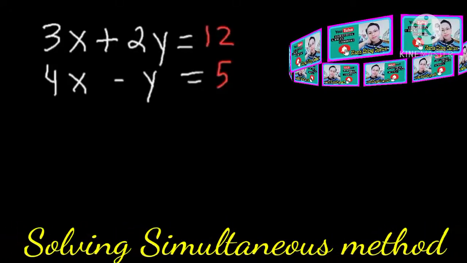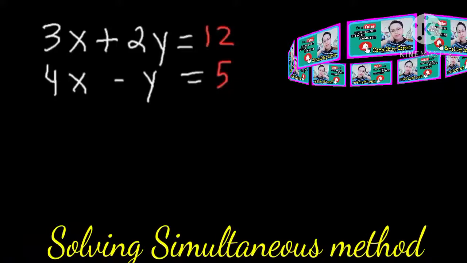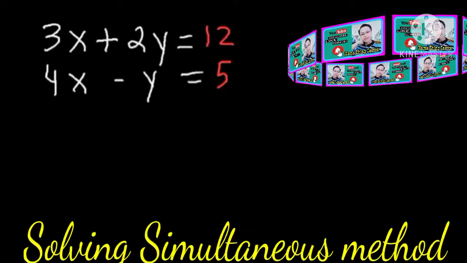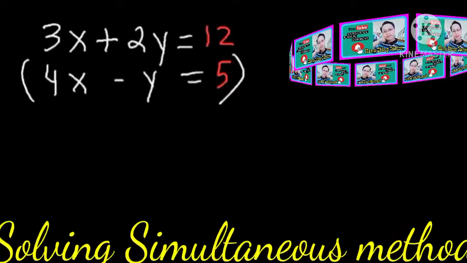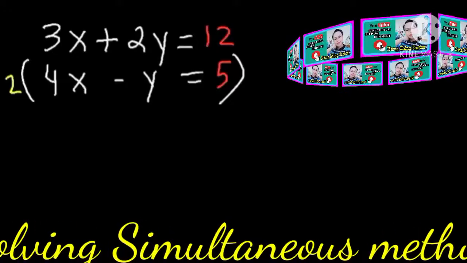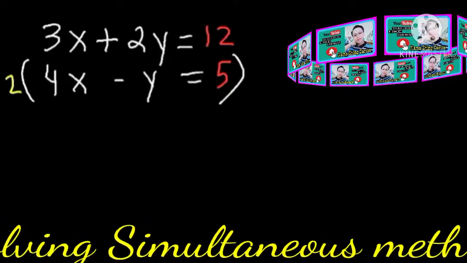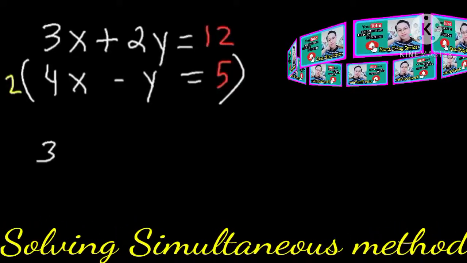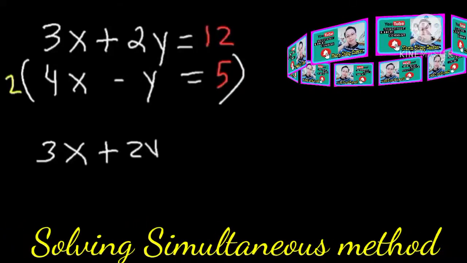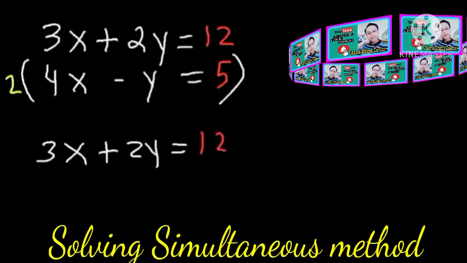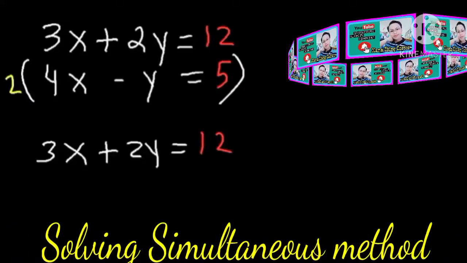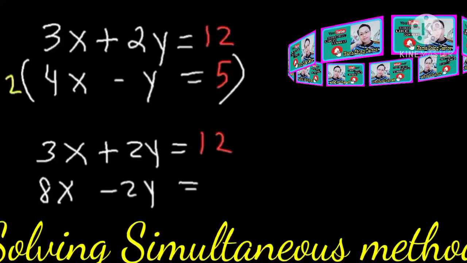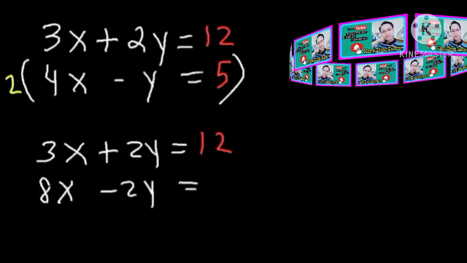So right now, if we add the 2 equations, none of the variables will cancel. 3x plus 4x is 7x, and 2y plus negative y is 1y. However, if we multiply the second equation by 2, the y variables will cancel. Positive 2y and negative 2y will cancel, but let's rewrite the equations first. The first equation remains the same: 3x plus 2y is equal to 12. Now, if we multiply the second equation by 2, 2 times 4x is 8x, 2 times negative y is negative 2y, and 2 times 5 is 10.